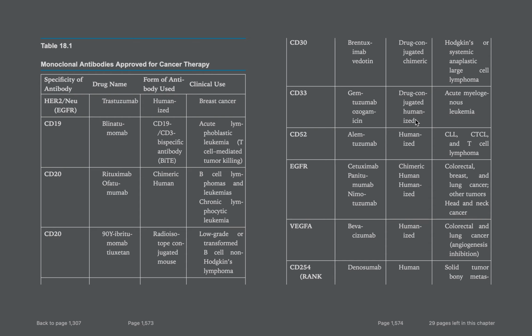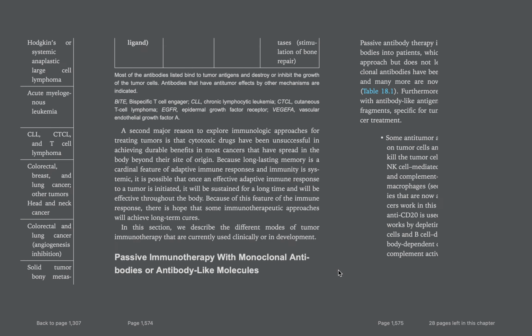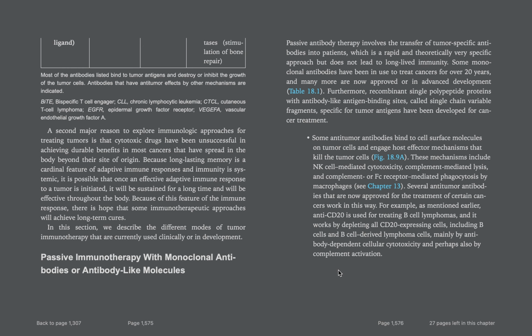The other one is oxaligammaxins. These are for acute myelogenous leukemia. CD52, alemtuzumab for CLL, for ALL, CLL, and T cell lymphoma. We have EGFR, for example, cetuximab and panitumumab for colorectal cancer, breast. We have VEGF, we have CD54. This one you can study yourself.